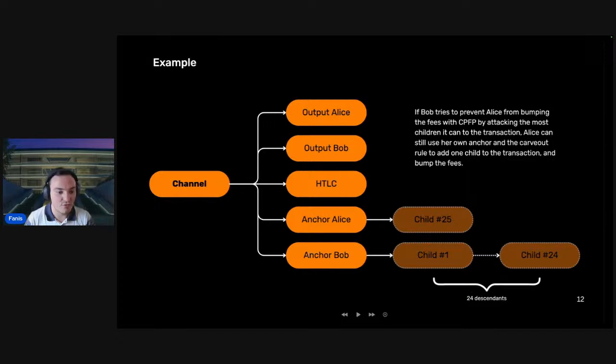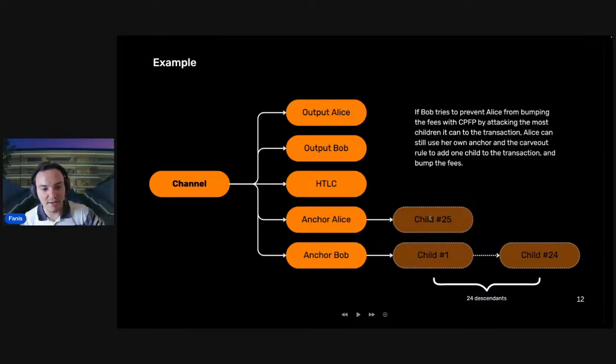And he cannot add this additional descendant to his own anchor. And since he cannot spend any of the other outputs, he can't add an additional output. But Alice, she can spend from the anchor. And if she was to spend from the anchor with a child transaction, this child transaction would only have one unconfirmed ancestor, which is the commitment transaction. And yes, then she just has to be sure that this transaction doesn't weigh more than 1,000 vbytes, but that's no big deal.